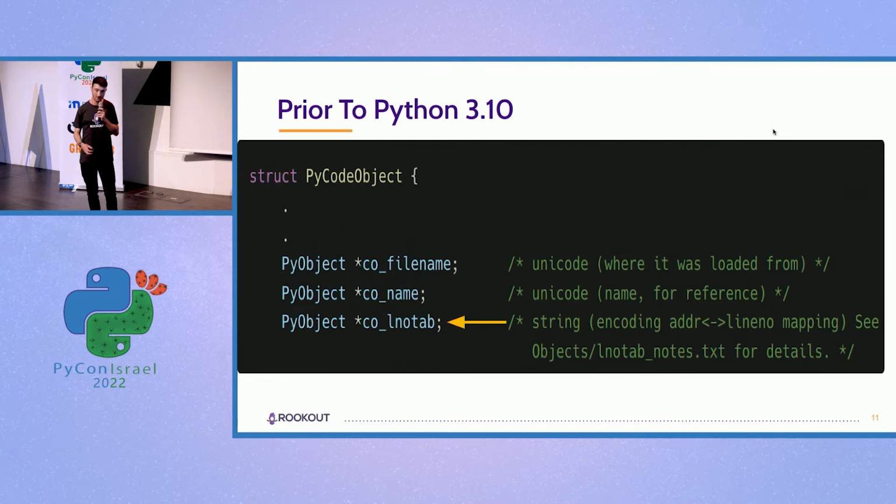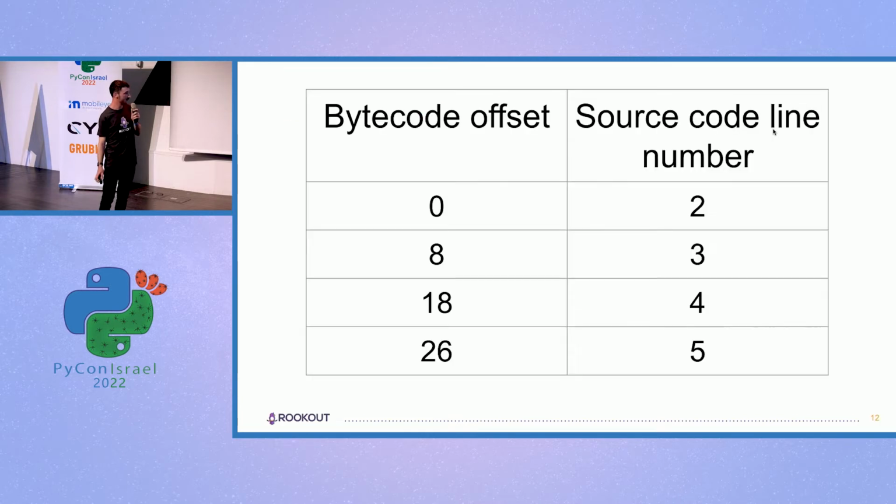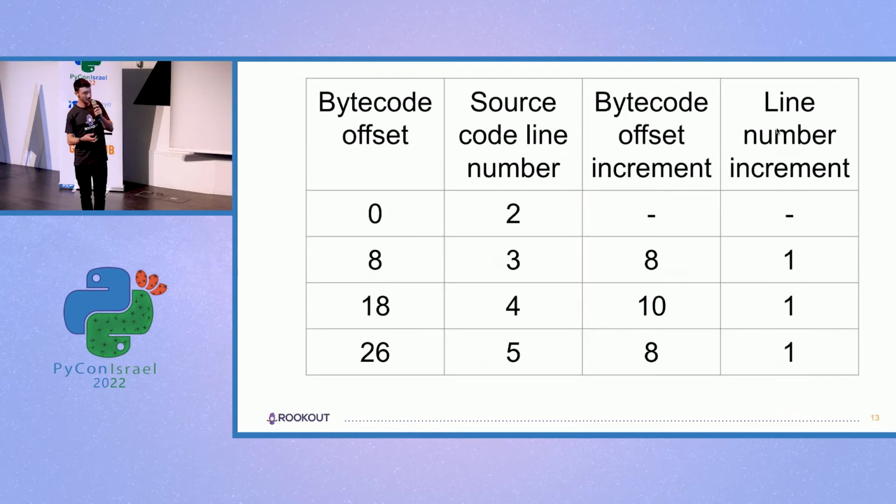So this way, debuggers and tracing tools can use the lnotab and translate between bytecode offsets and line numbers. Let's quickly go through how it looks. We have the bytecode offset and we have the source code line numbers. We could store the table just like that. So bytecode offset 0 would go to line number 2 and so on. But we can take the difference between each row and the next one. If we did a difference, it would look like that. The first row does not have any difference, and for each row we just take the difference from the previous row.